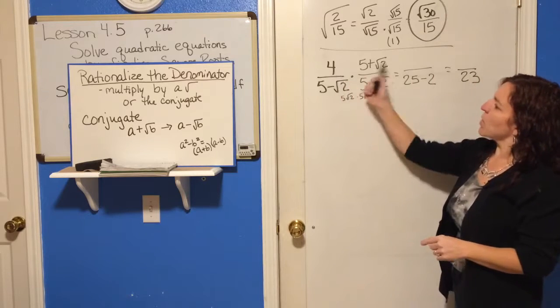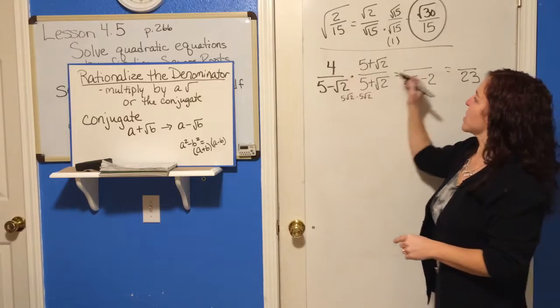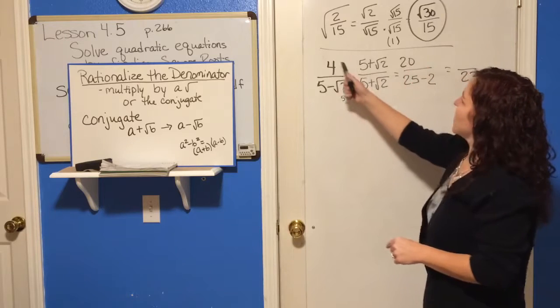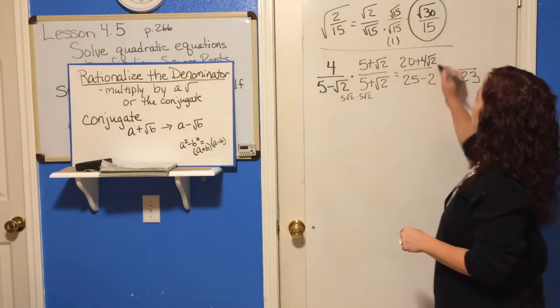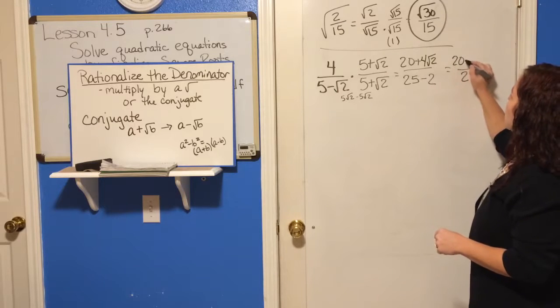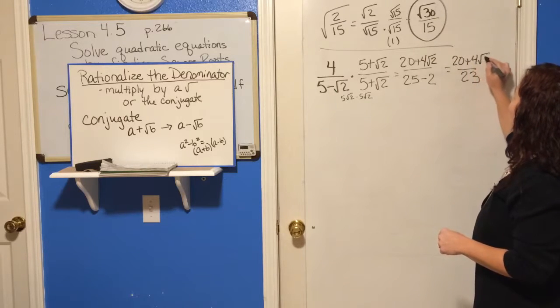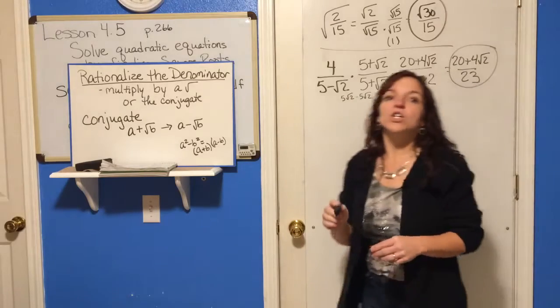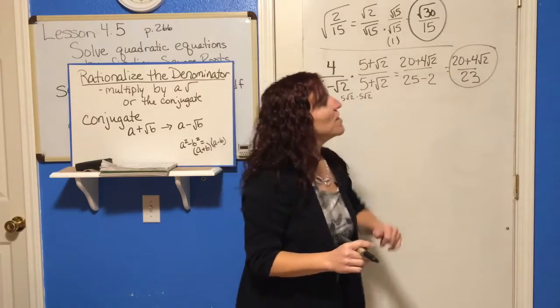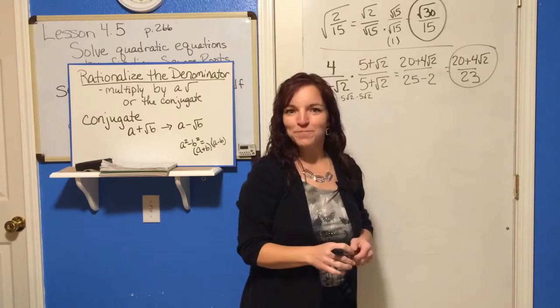And so now when we multiply our numerator, you got to take 4 times 5 is 20. And 4 times the square root of 2 is just 4 square root of 2. So our numerator can't be simplified any more than that. That is our final answer. So our simplified fraction now becomes 20 plus 4 square root of 2 all over 23.